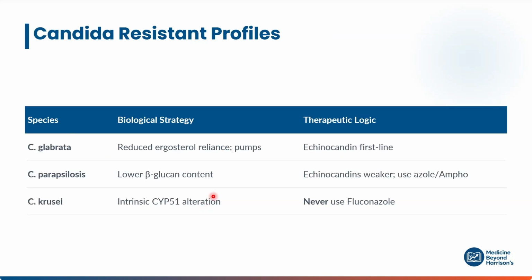Candida resistance. Candida krusei: never use fluconazole, because it is intrinsically resistant due to cytochrome 51 alteration. Candida parapsilosis has lower beta glucan content, so echinocandins are weaker; use azoles or amphotericins. Candida glabrata has reduced ergosterol reliance and efflux pumps, so echinocandins are the first line group of choice.